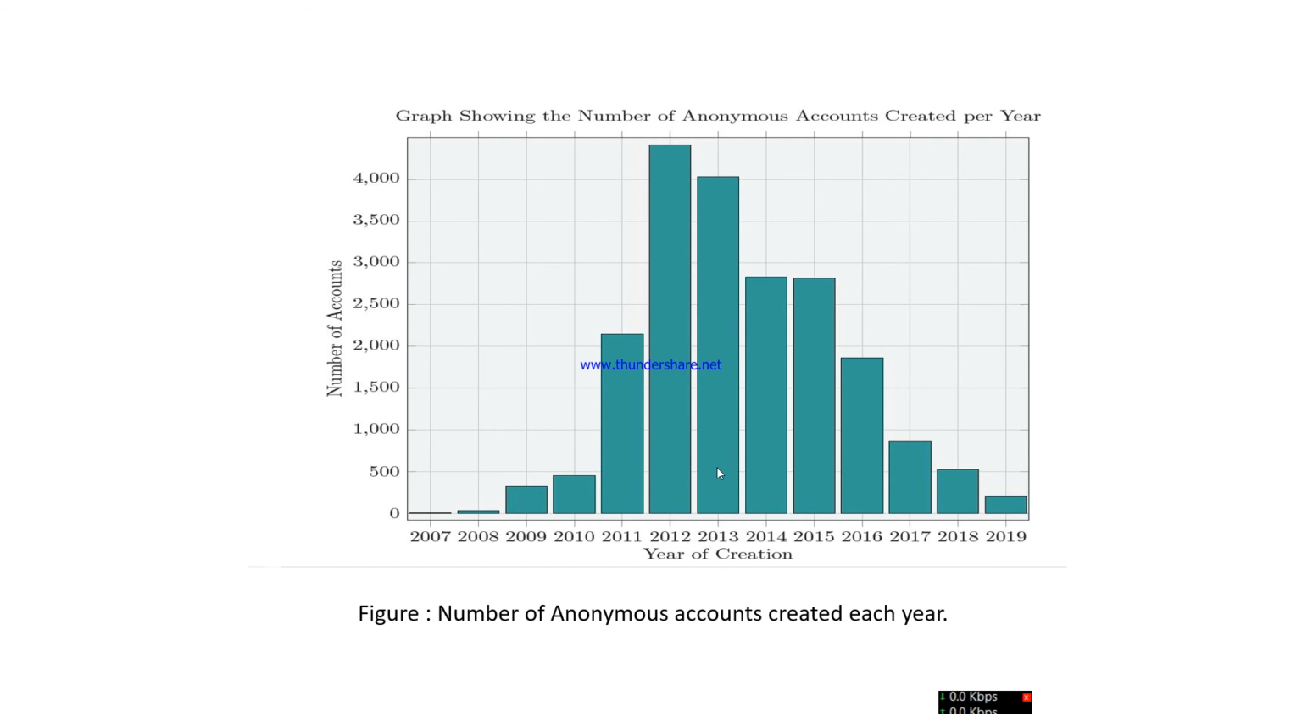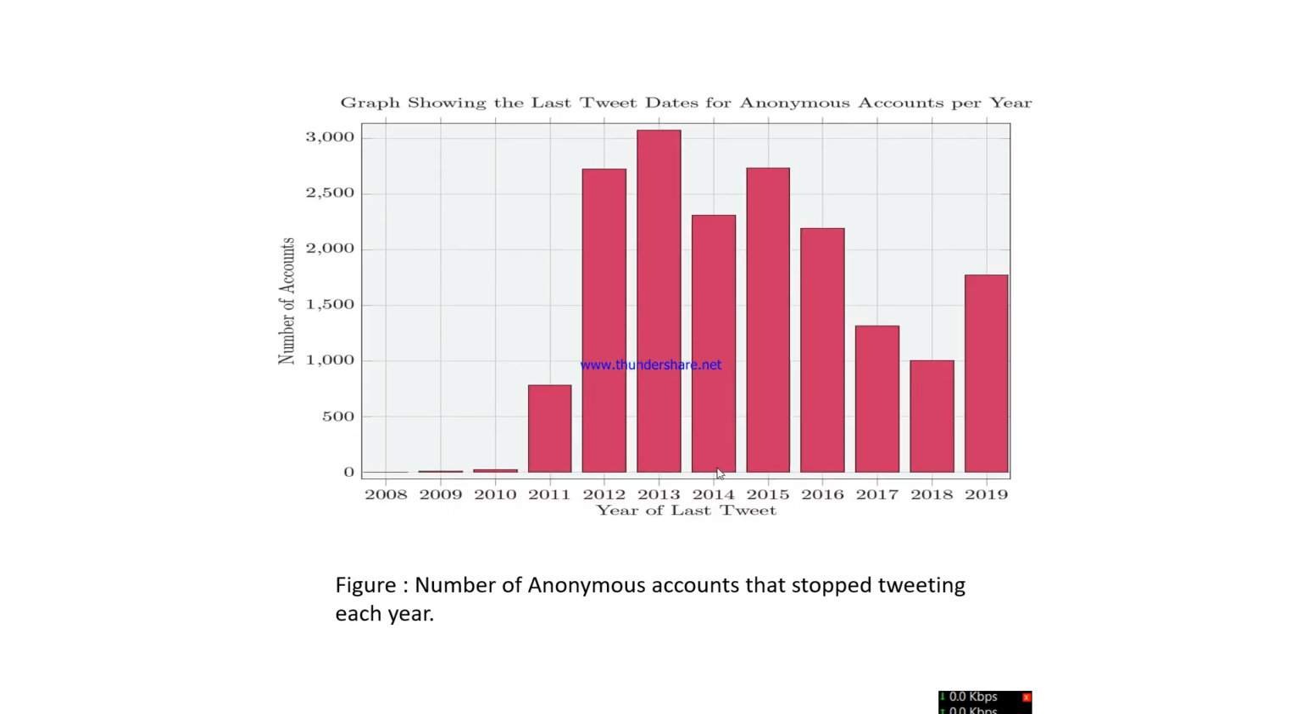So the network size reduces and the number of accounts also reduces over time after the 2013 arrest of prominent members. So this is the data showing how the number of tweets increases or decreases with respect to time.